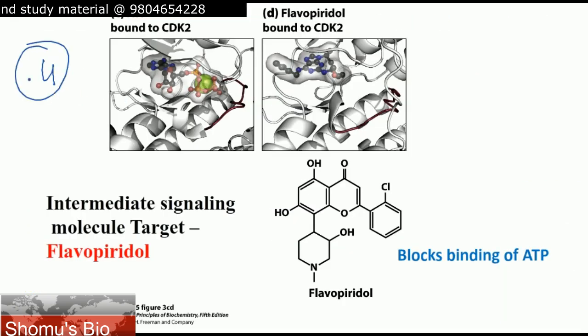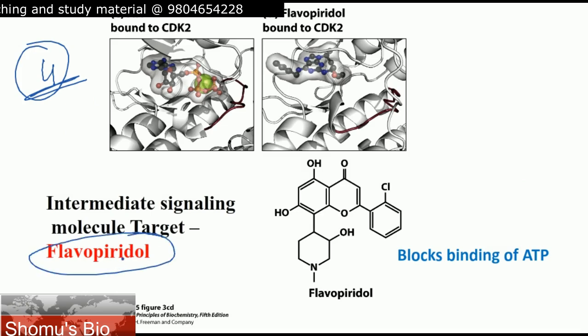Drug target number 4. Intermediate signaling molecules are targets. Example, flavopiridol. What does flavopiridol do? Flavopiridol binds to CDK2.